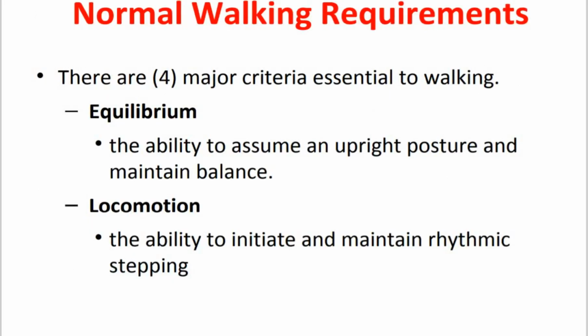These are the normal walking requirements. There are four major criteria essential for walking. One is equilibrium, the ability to assume an upright posture and maintain balance. You should be able to maintain a straight posture without falling left or right, and maintain the balance. Number two is locomotion, the ability to initiate rhythmic stepping, rhythmic forward propulsion of the human body, as you can see.